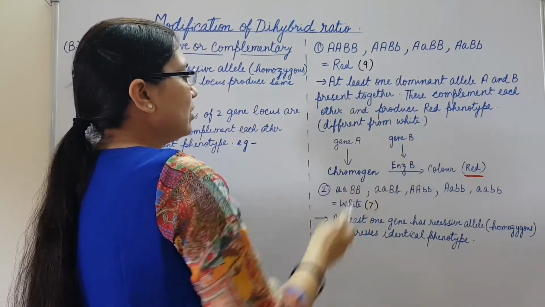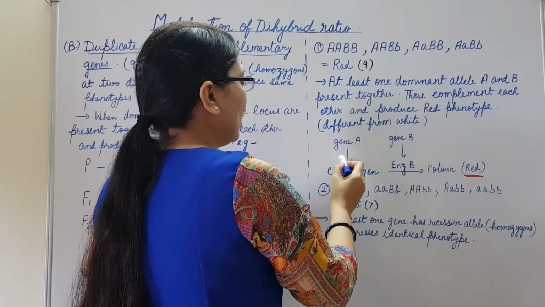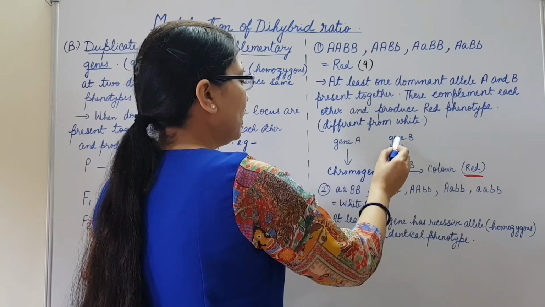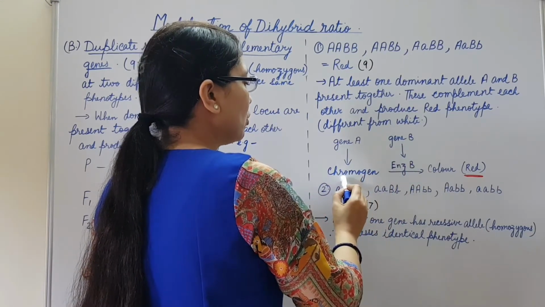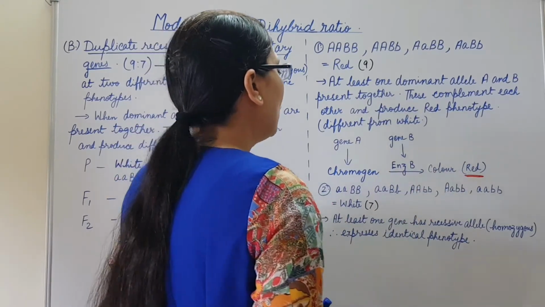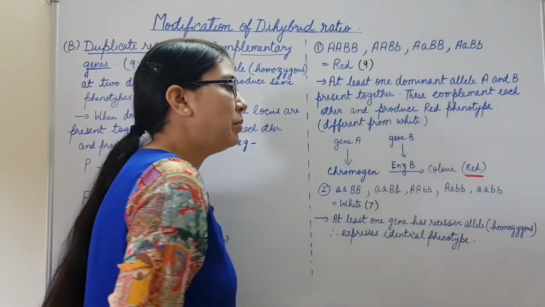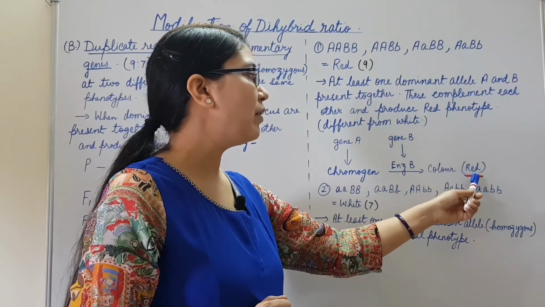So how is this red color produced? Dominant gene A is responsible for the chromogen. Dominant gene B encodes for the functional enzyme B, which works on this chromogen and produces the colored product, red. So here both dominant gene A and dominant gene B complement each other and produce the red color.